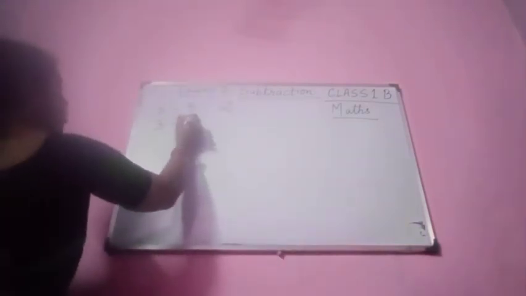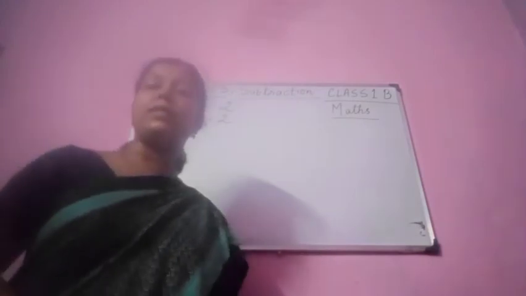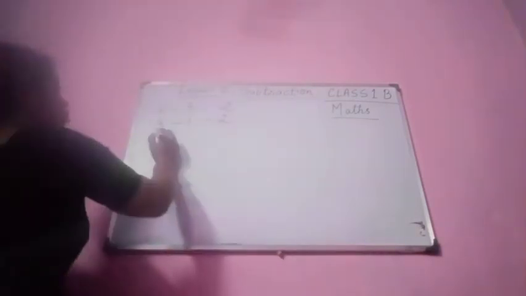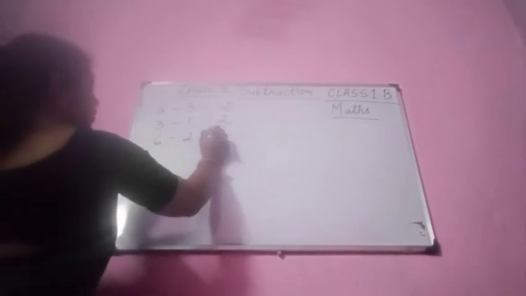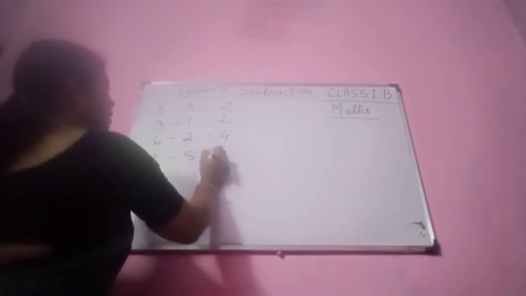Alright, okay. 3 balloons minus 1 balloon is equal to 2 balloons. 3 minus 1 equal to how much? 3 minus 1 equal to 2. Okay. Next one you see 6x minus 2x. 6 minus 2 equal to how much? 6x minus 2x equal to how much? It is equal to 4x. Then you see here 8 oranges minus 5 oranges is equal to how many oranges? 8 minus 5 oranges. So it is equal to 3 oranges. Alright. So in this way you have to do.